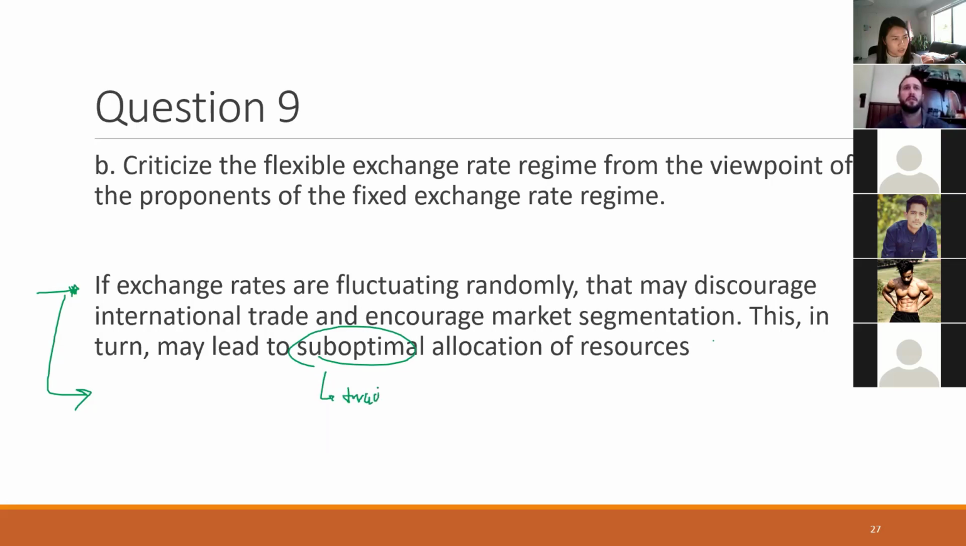So trade less than optimal because of the uncertainty, correct? Yeah. So if you're worried about this risk, then you don't trade that much. You prefer to trade with your domestic trade partners. Yeah.